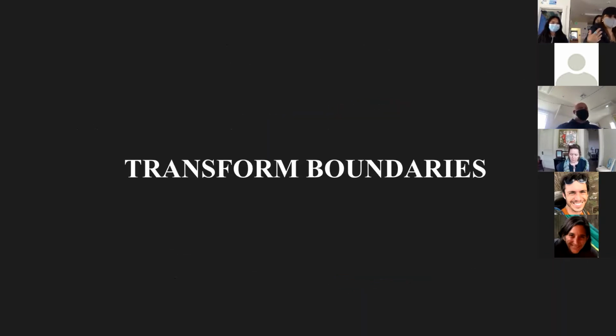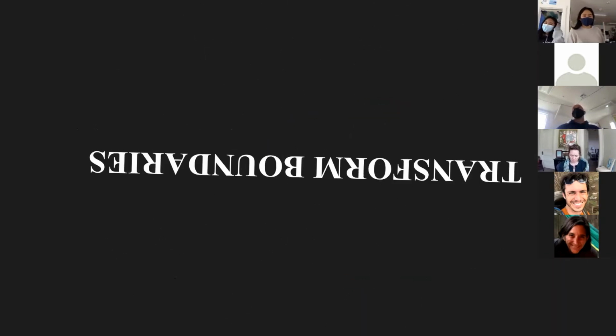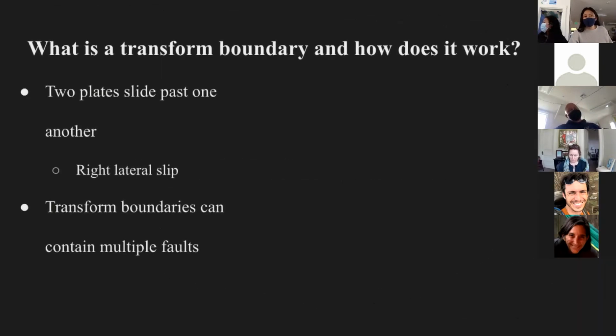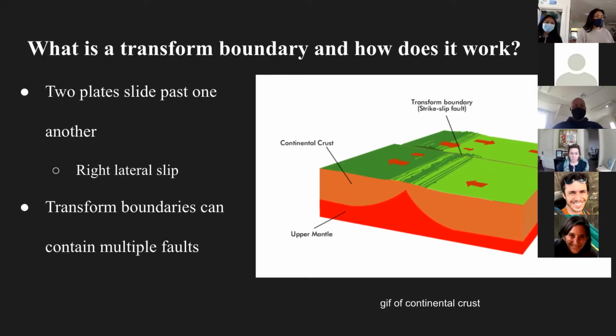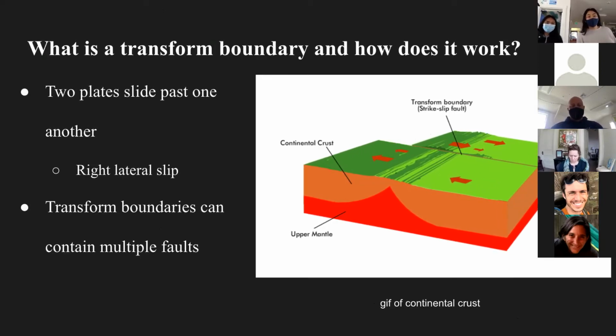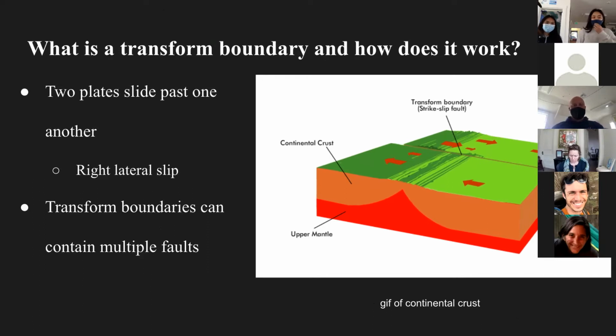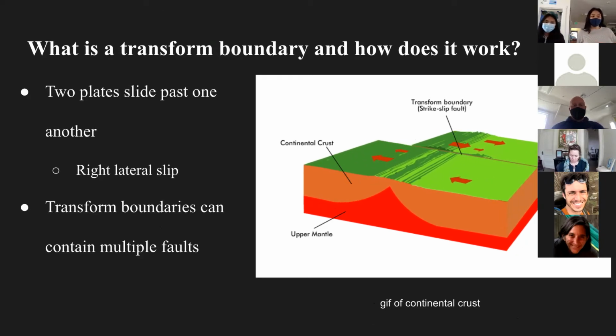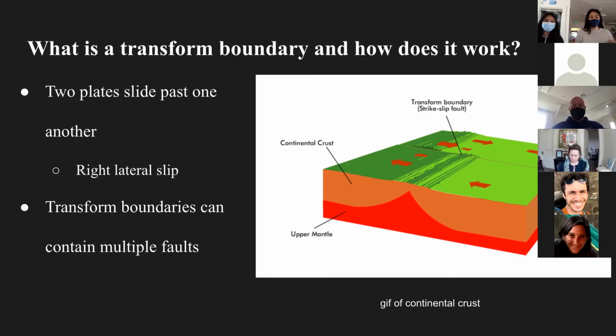Okay, now we will be talking more about transform boundaries. What is a transform boundary and how does it work? So transform boundaries occur when plates slide sideways past each other. Transform boundaries have a right lateral slip, meaning the right block is always sliding towards you, while the left block is sliding away. Another way to think about this is that if you're standing on one side of the fault, the other side should be moving horizontally to your right.